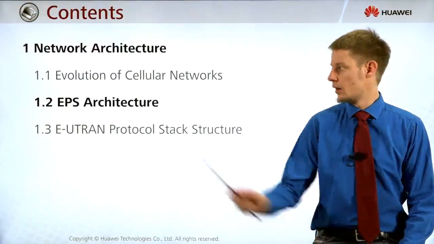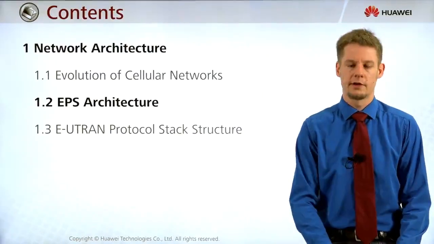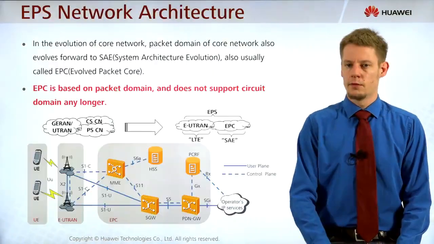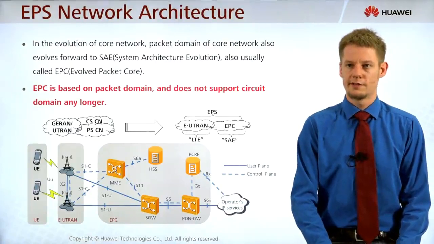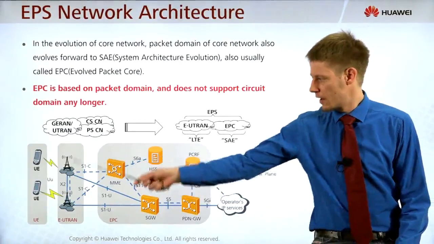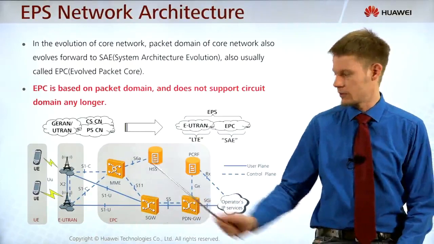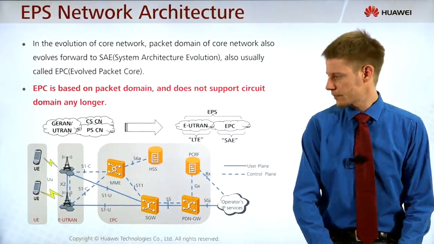Now we will see how this architecture and the flat hierarchy architecture was designed in LTE. What we directly see when we know 2G and 3G networks is that there is no controller anymore. This means after the station, we have the direct connection to the core network. No base station controller, no radio network controller.